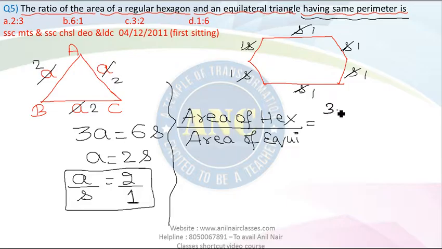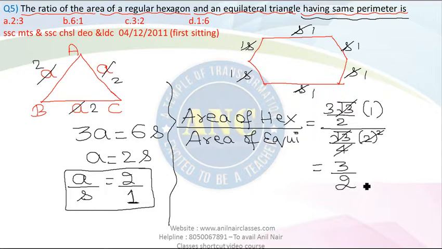Area of regular hexagon is 3 root 3 by 2 into A square, where the A value is 1 square. Area of equilateral triangle is root 3 by 4 into A square. Yes, the side square is 2 square here. So 4 will cancel with this 4, and you are cancelling root 3 also. So finally you are left with regular hexagon area and equilateral triangle area. They are in the ratio 3:2, which is nothing but option C.